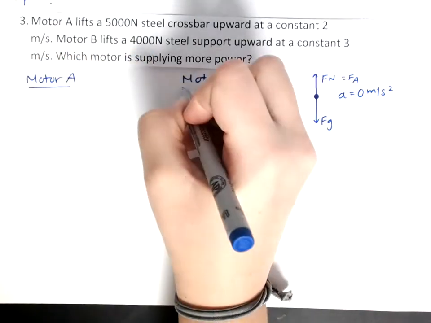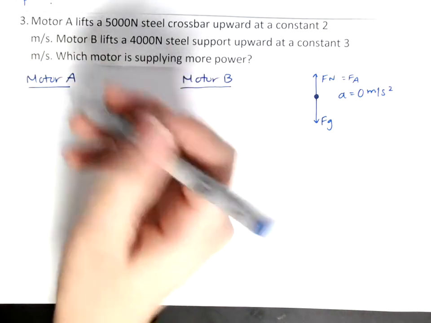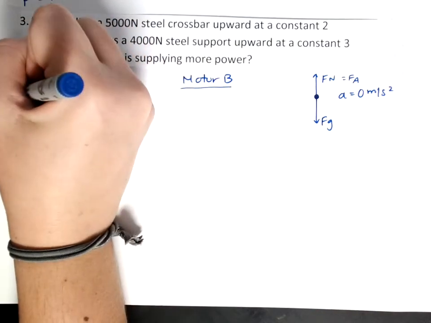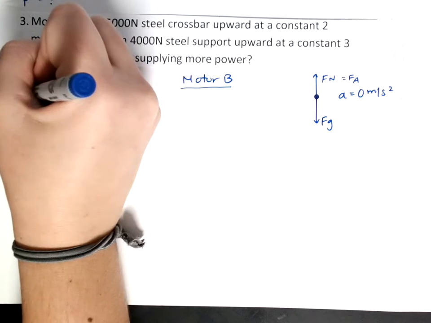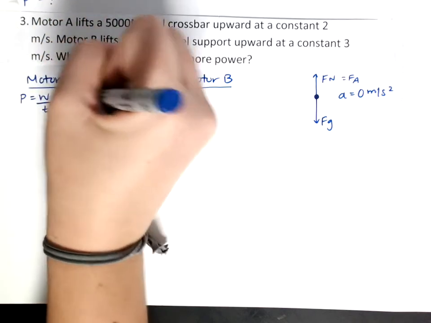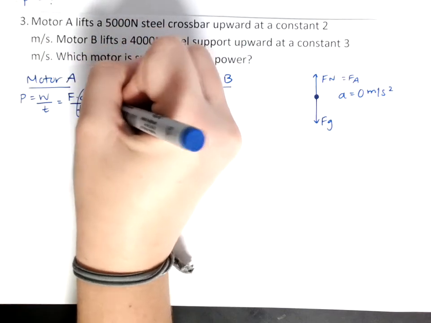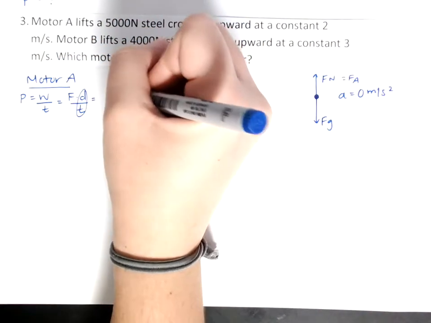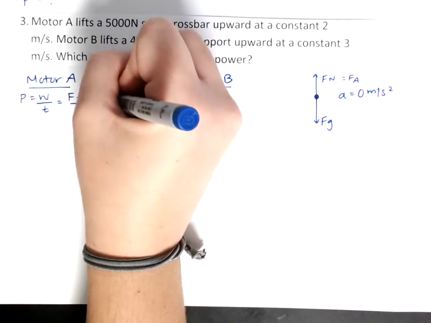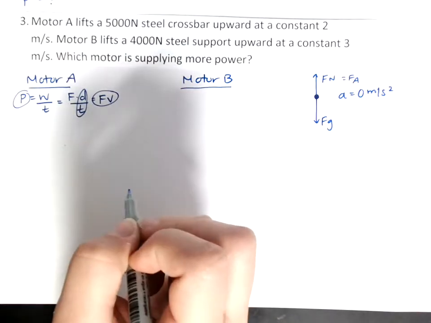So this time we're given the average velocity, which was constant for both of them. So we're not going to use the equation power equals work over time, but we're actually going to use the one that we derived, force times distance over time. Knowing distance over time is equal to average velocity, we get power is equal to force times velocity. This is going to be the important equation for us this time.